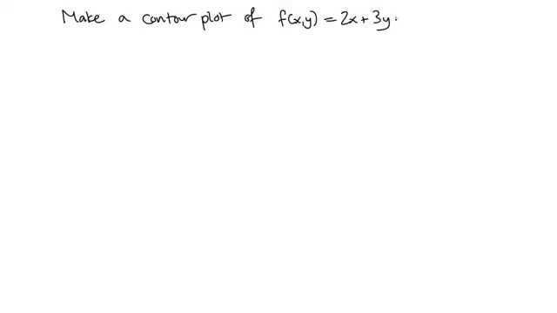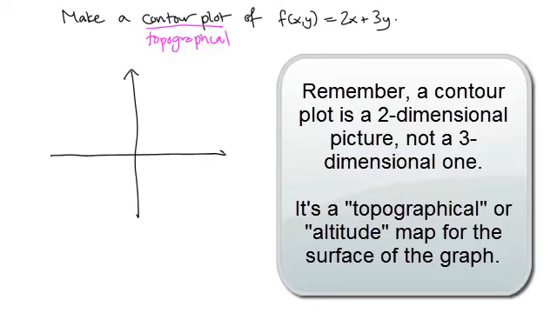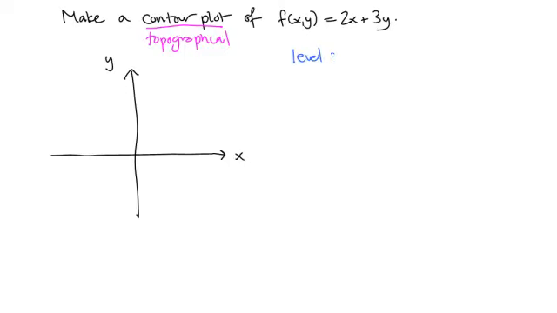Make a contour plot of the function f of x, y equals 2x plus 3y. So a contour plot, this is just that idea of a topographical plot again. So we're going to plot the level sets, or the z-traces, of this function. A contour plot is simply going to be a plot in the xy plane. It's not a three-dimensional plot. We're just going to draw lines of altitude. And so we can get it by finding the different level sets.